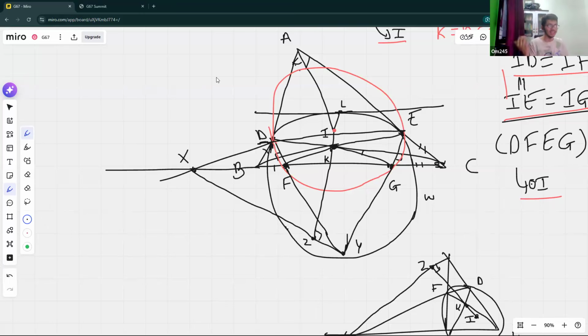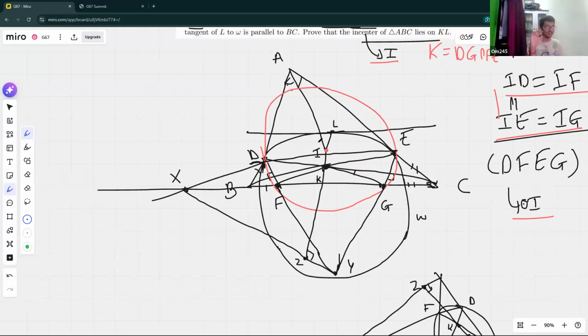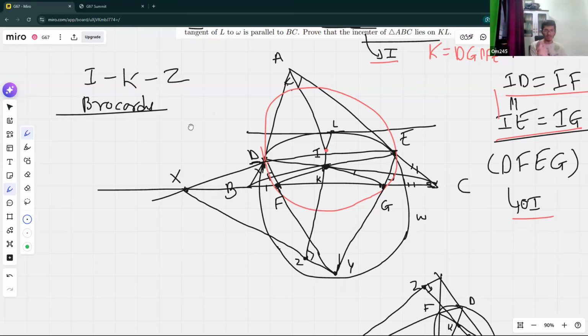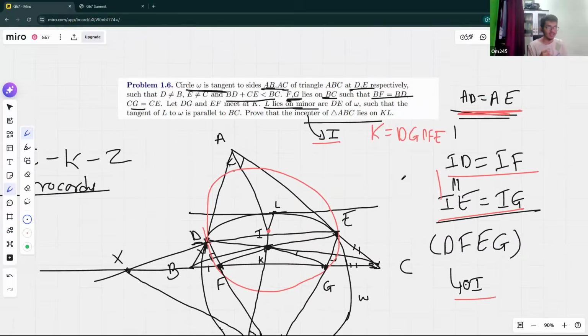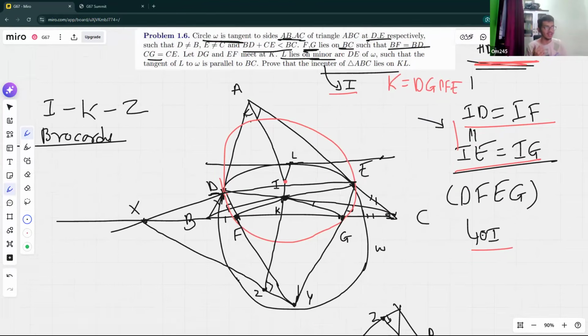Let me summarize what happened. We introduced X and Y as the intersections of DF with EG and DE with FG, and Z is the Miquel point, then I, K, Z are collinear. This is known by Brocard's theorem. And now we want to show L lies on it. Everyone on the same page? No one confused? This part is not obvious to get.